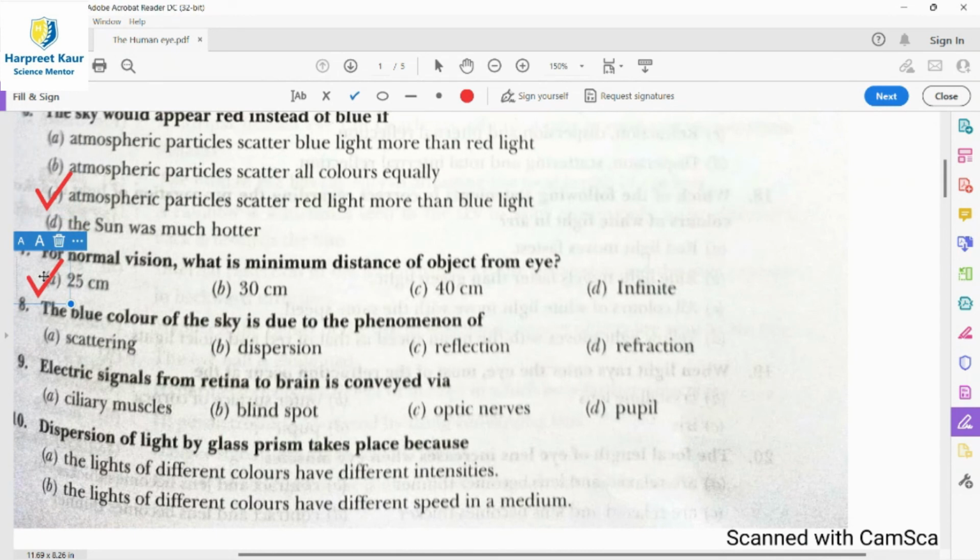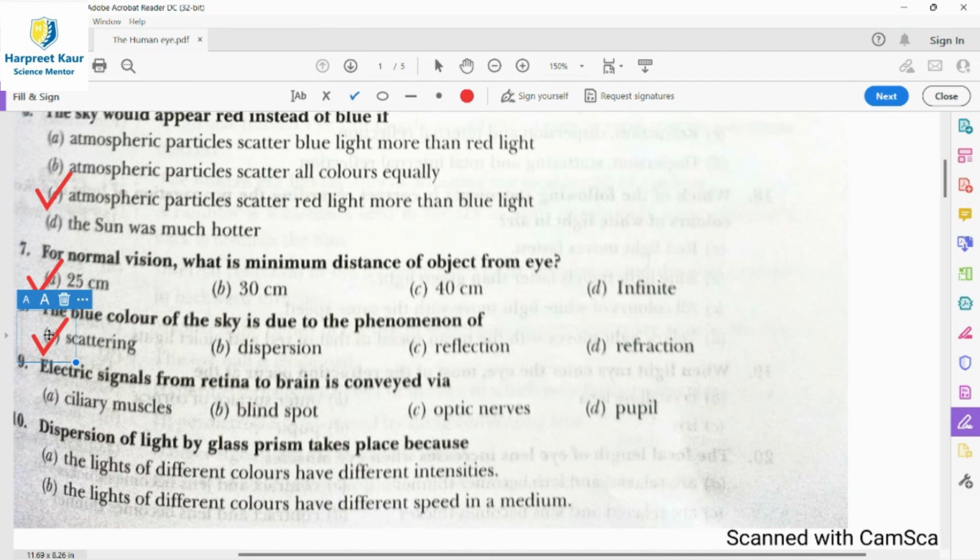Then question 8. The blue color of the sky is due to the phenomenon of. When the sunlight passes through the atmosphere, the fine particles in air scatter the blue color, that is the shorter wavelength, more strongly than the red. That is why the sky appears blue to us. So the phenomenon behind it is the scattering of light. Option A is the right answer.